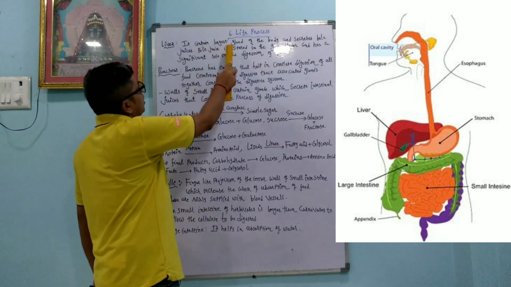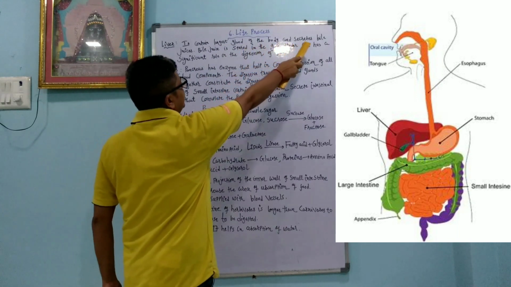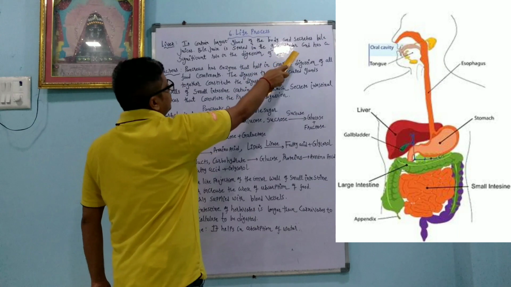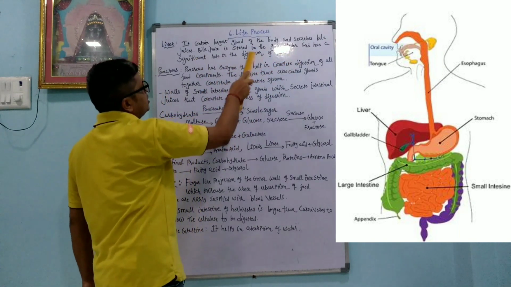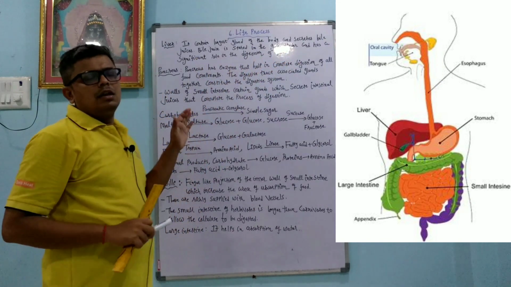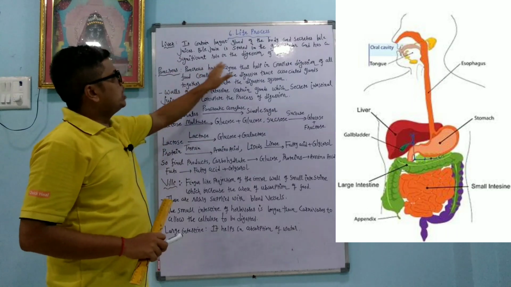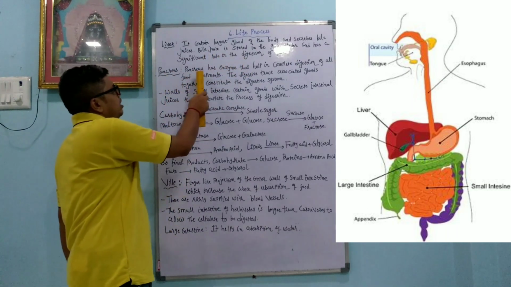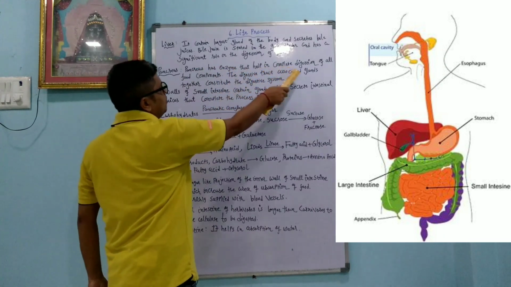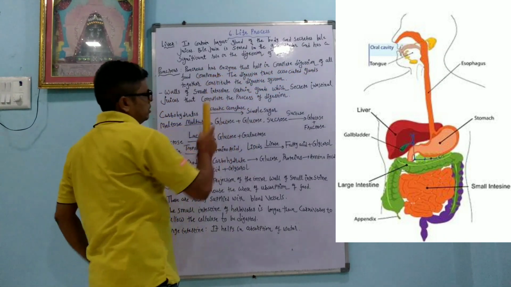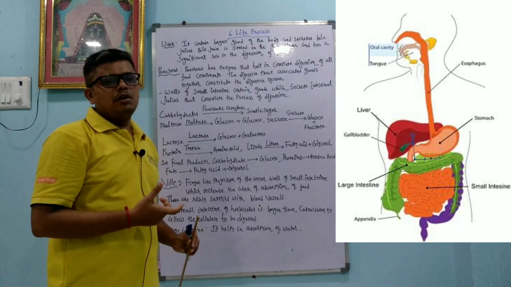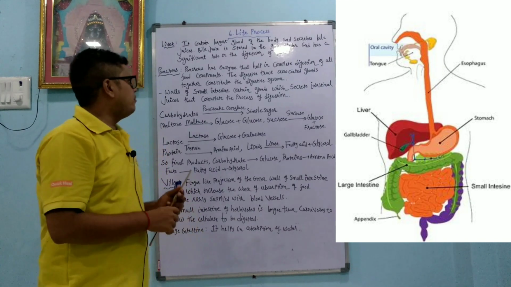Liver, it is the largest gland of the body and secretes the bile juices. Bile juice is stored in the gallbladder and has a significant role in the digestion of fat. So mainly the liver is useful to digest fat by the use of bile juice. Pancreas. Pancreas has enzymes that help in the complete digestion of all food components. So the pancreas is very important to digest all food components like carbohydrate, protein and fat.